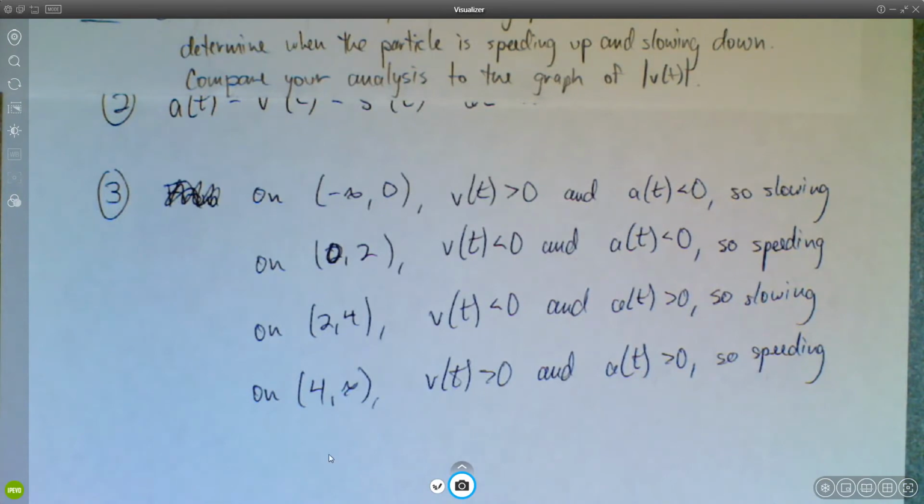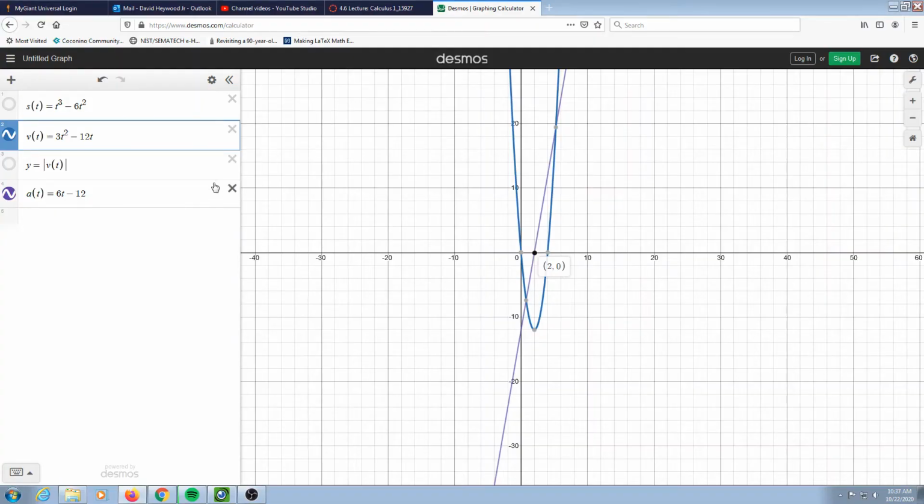Okay, so now let's compare that to just what the speed function looks like. So I'm going to ignore these other things, okay? So here my speed is really large, but as time goes on, it's getting smaller and smaller and smaller, until eventually the velocity is 0. At that point, the particle is momentarily stopped. Then the speed starts to increase again, and it increases, increases, increases.